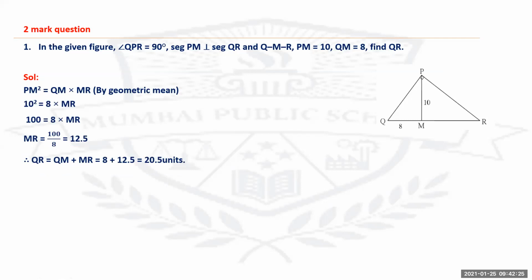12.5. Now check, after getting the value of MR, understand, one more step is added. You have to find the value of QR. So in 2 marks, this kind of questions, understand. QR: QM is already given as 8. You have found the value of MR. It's 8 plus 12.5. So 8 plus 12.5 is equal to what? 20.5 units. Is this clear to all the students? Understand? So this kind of questions you will get.